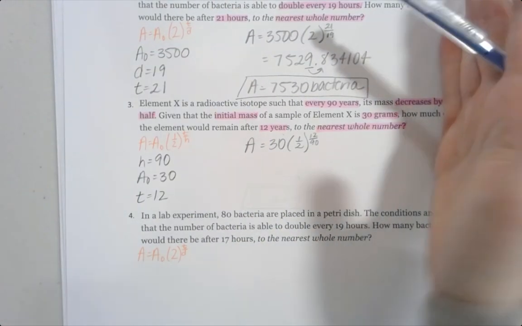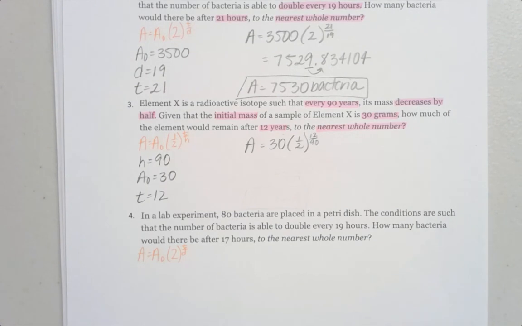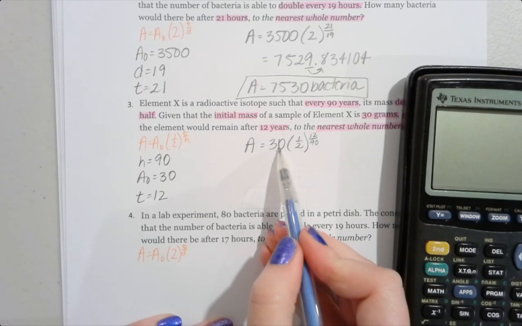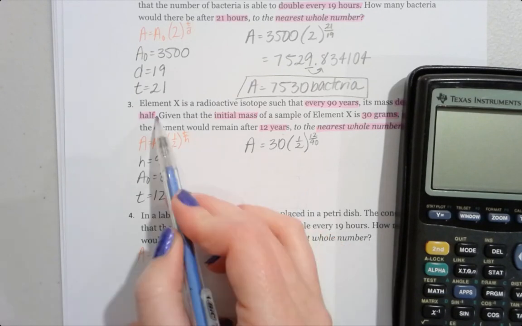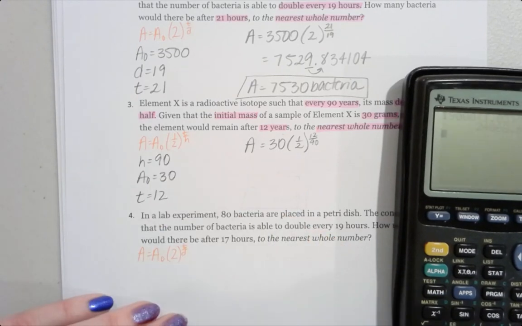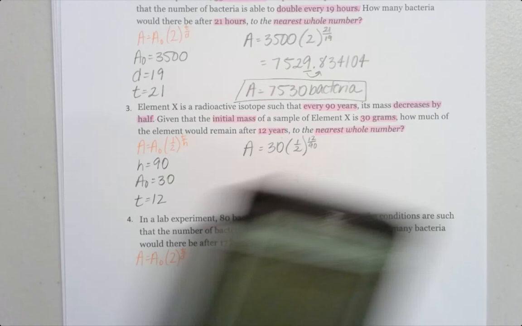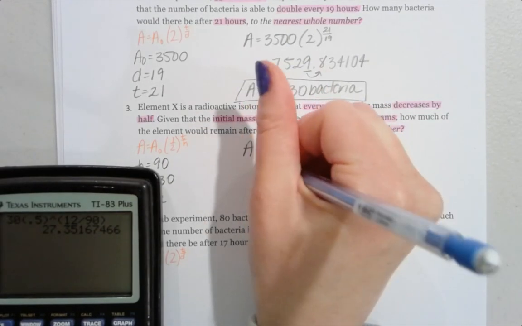If anyone caught me there, you see how I was able to catch myself? I'm so glad that I made this mistake. That number came out to 82, which is larger than 30, which makes no sense because if it is decreasing, it should be smaller than 30. So let's actually type this in together. We've got 30 times 1/2 to the 12 over 90. Aha, that's better.